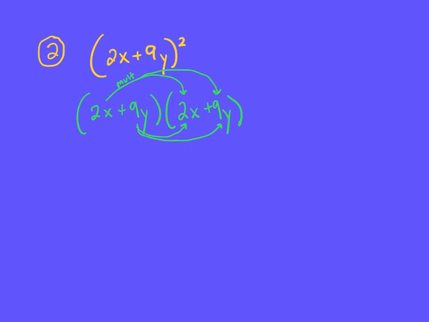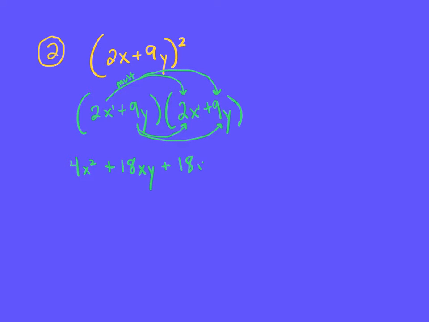So going back to the 2x times 2x is 4x squared. Remember, you're going to add those exponents on the x's. So the 1 and the 1 add to be 2. 2x times 9y. 2 times 9 is 18. X and the y, you're just going to butt those up against each other like that. In the middle, 9y times 2x. That's going to be another 18.